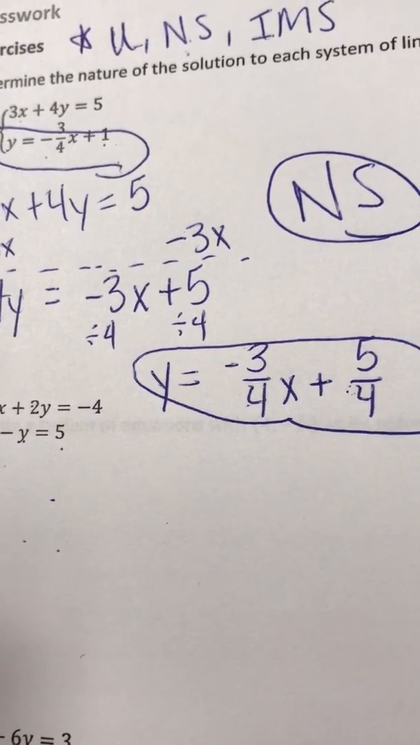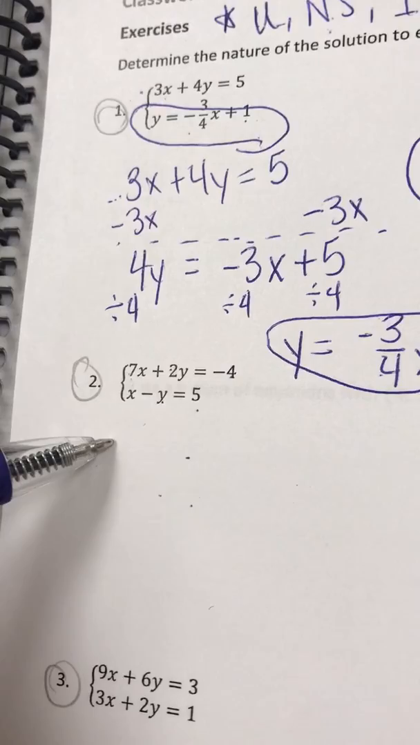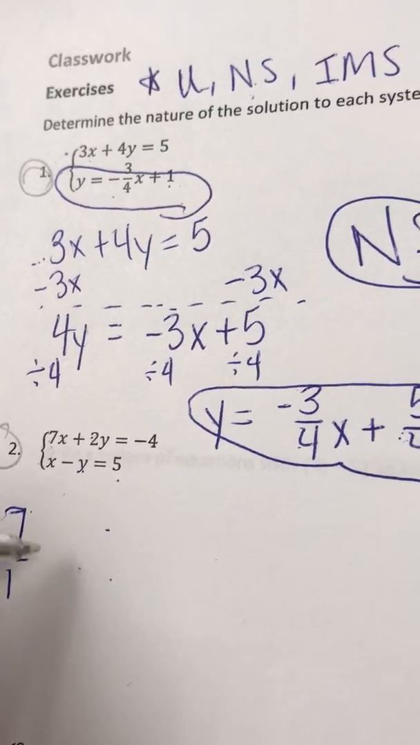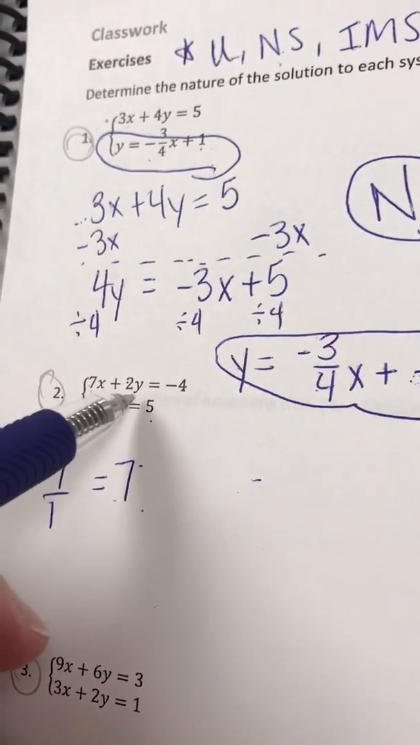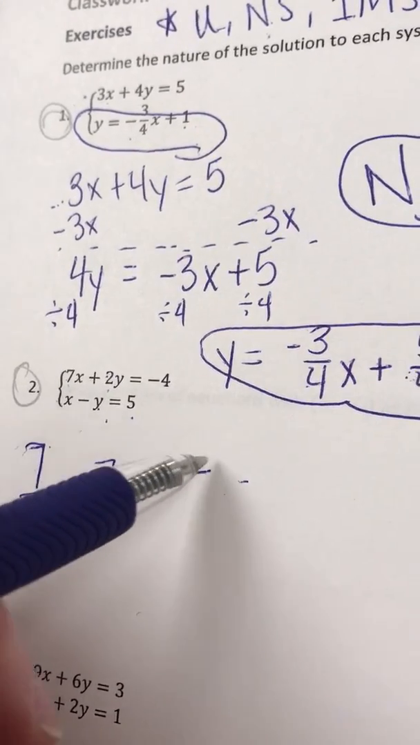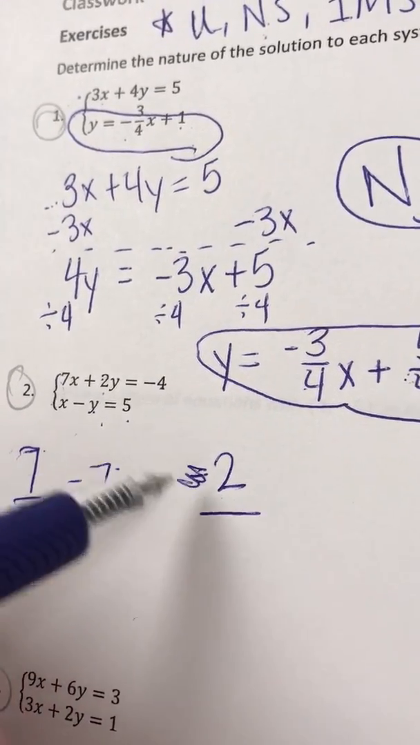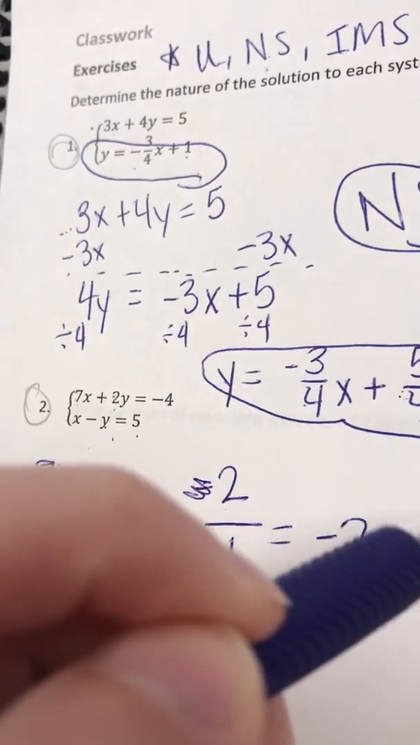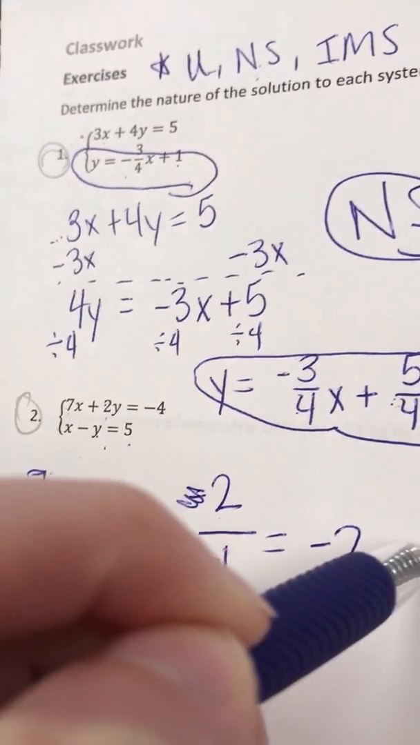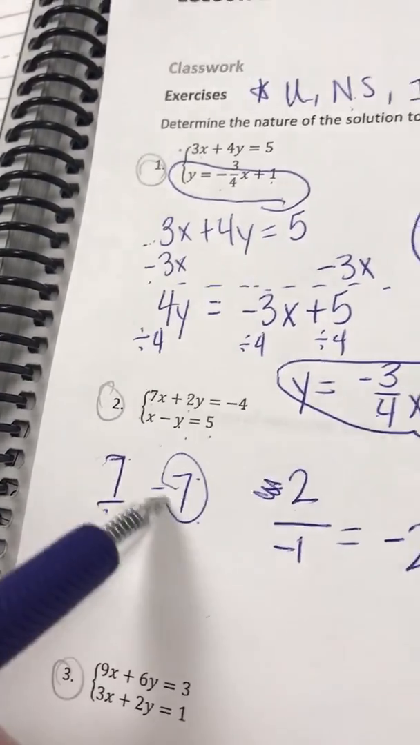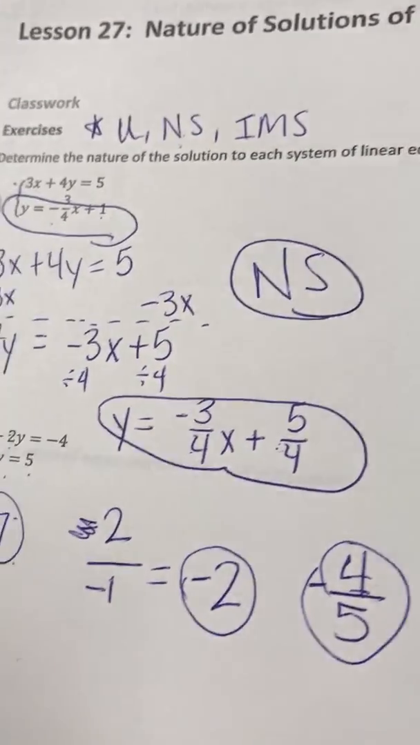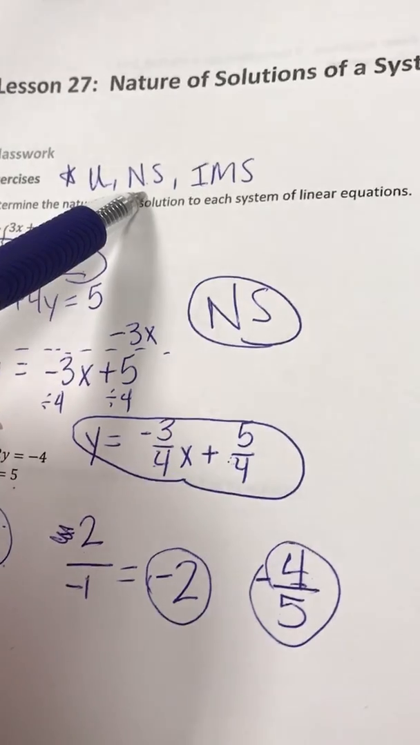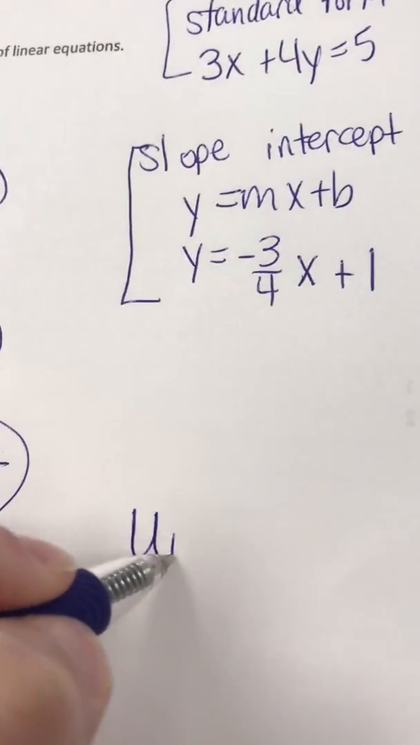Okay, so let's see if our slopes are the same. So 7x, and then this would be 1x. So we're going to do 7 divided by 1, gives us 7. Then we have 2x and negative 1x. 2x divided by negative 1 is going to give us negative 2. And then we have negative 4 and 5. So we got 7, negative 2, and negative 4 over 5. So that means that we're not going to have no solution. We're going to have a unique solution.